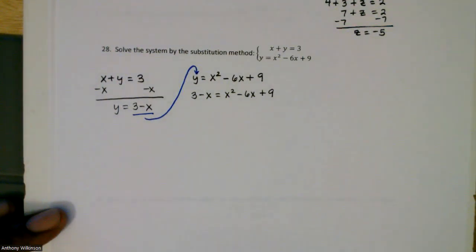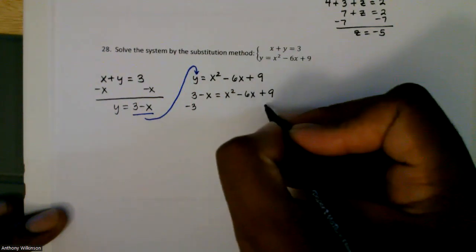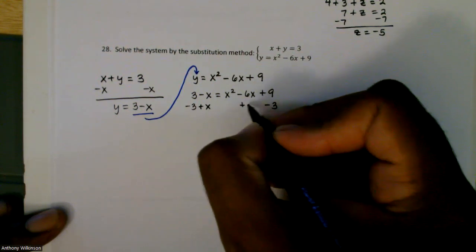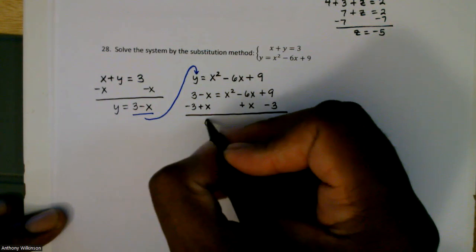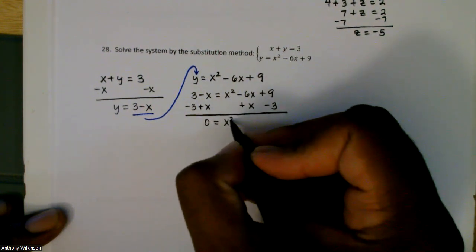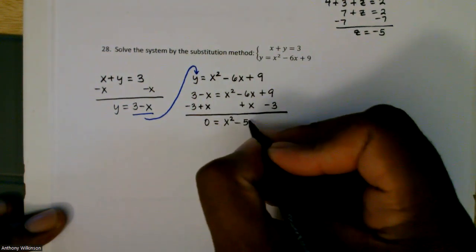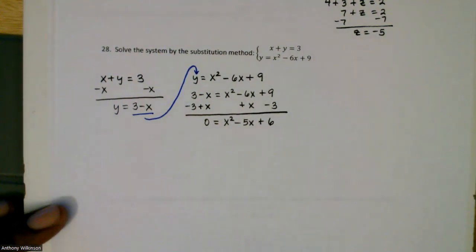Here I got a quadratic equation. What I'm going to do is move terms over to the opposite side so that I'll have a 0 on one side. Let's move the 3 over by subtracting 3 on both sides. And I'm going to move the minus x over by adding x to both sides. And notice I'm putting the like terms together. So all of this will be 0. That's equal to x squared. Let's see, negative 6x plus 1x will be a minus 5x. 9 minus 3 will be plus 6. So I get x squared minus 5x plus 6 is equal to 0.